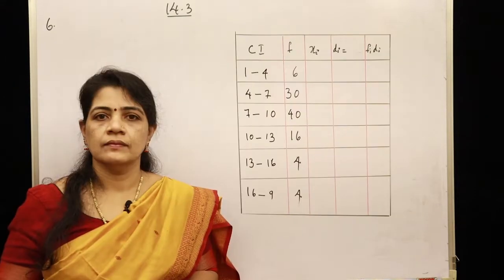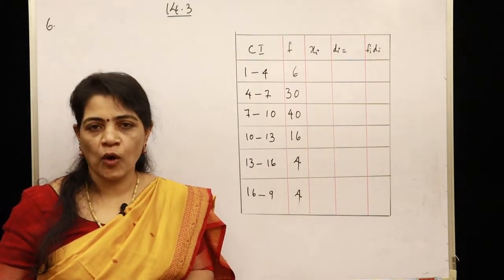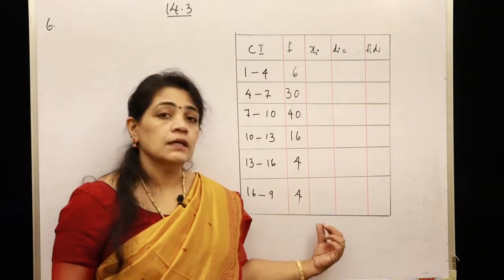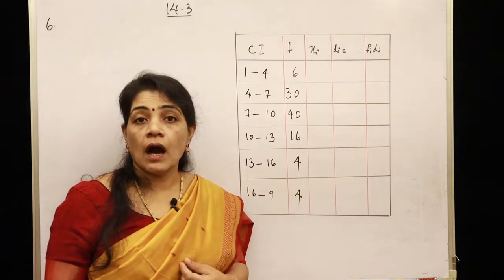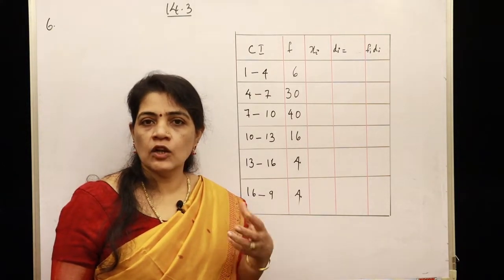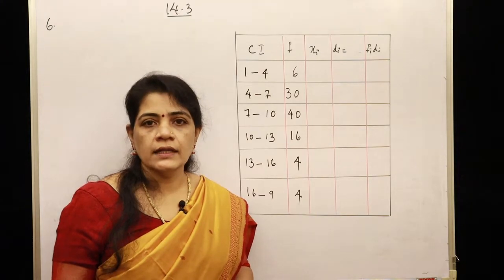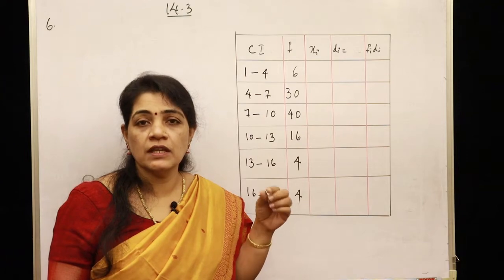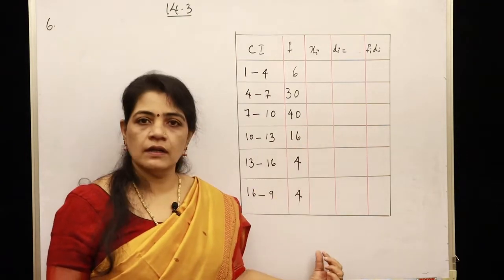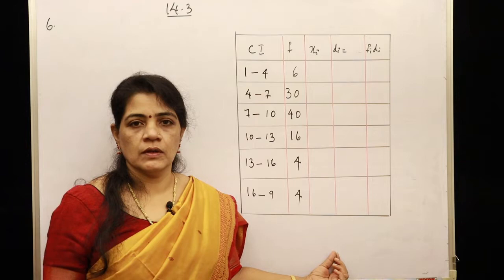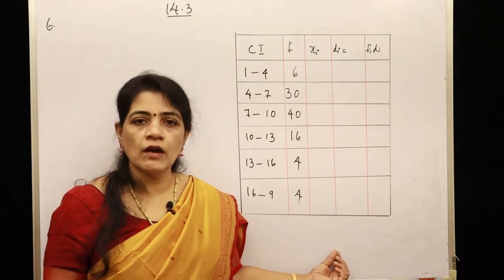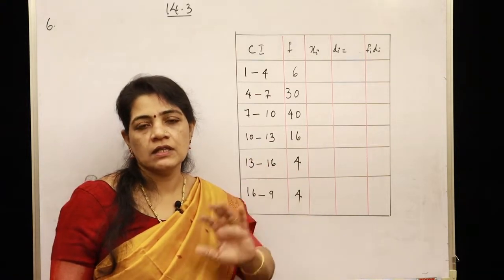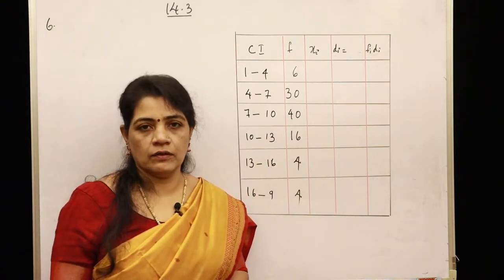Now we are solving the sixth problem. In the sixth problem, 100 surnames are randomly picked from a local telephone directory, and the number of letters in the English alphabet of each surname is given in the frequency distribution table. We have to find out the mean, median and mode of this frequency distribution. All three we have to find out.